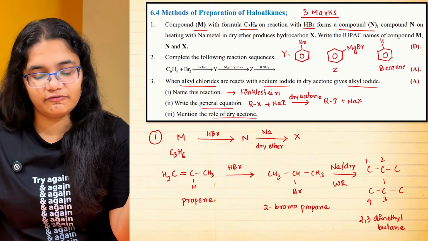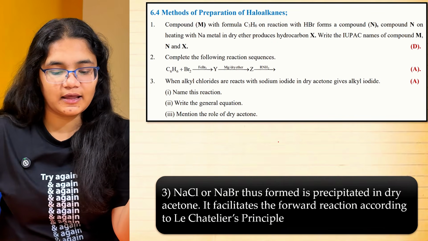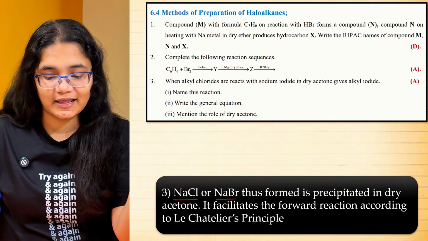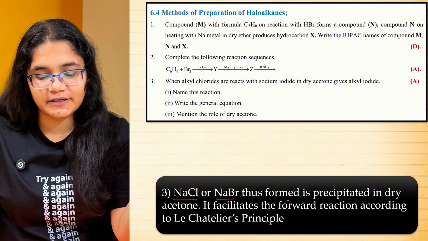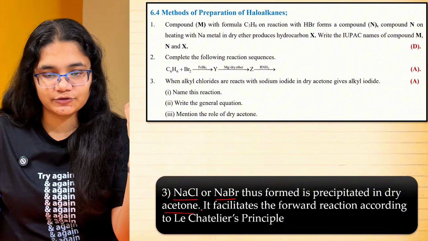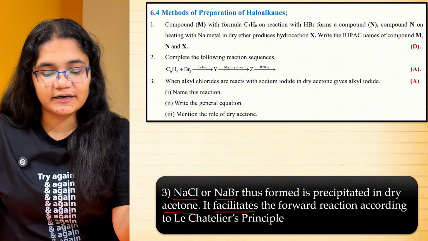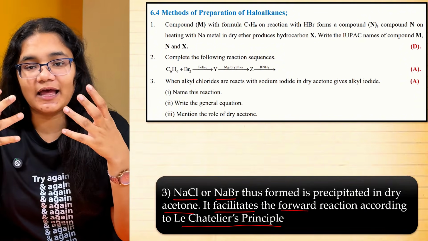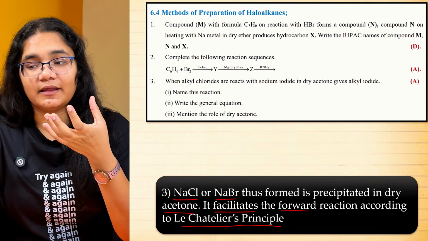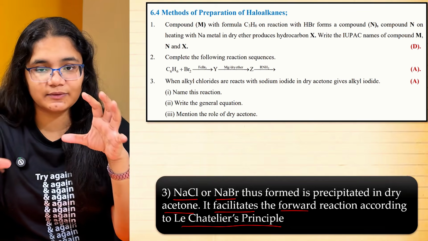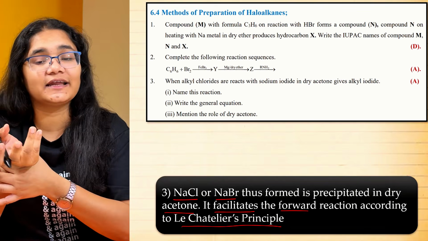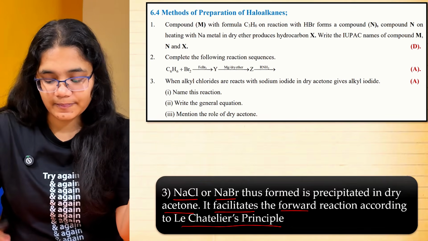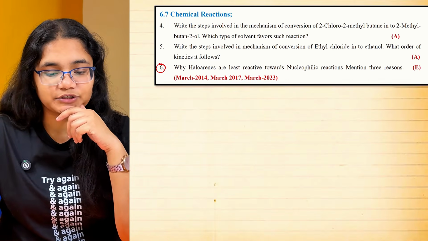Next, mention the role of acetone here. So that I have given here. The NaCl or NaBr that is formed in the reaction is precipitated in the dry acetone. It facilitates the forward reaction according to Le Chatelier's principle. So if this dry acetone will not be there, then there may be a reverse reaction. So that is why you need to separate this NaX which is formed, using dry acetone. Okay, next we'll do question number 4.